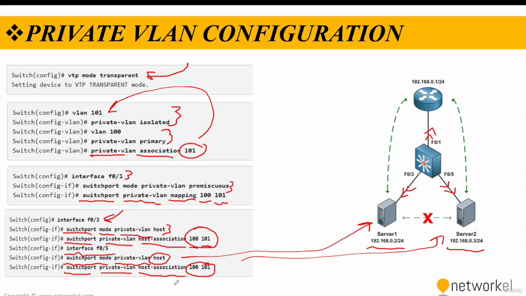The only difference when you're defining a promiscuous port and the host port is that you type private-vlan mapping for promiscuous. On the other hand, you type private-vlan host-association for host ports. So after this configuration, even though these guys are in the same VLAN, you will see server 1 will not be able to communicate with server 2 and vice versa.